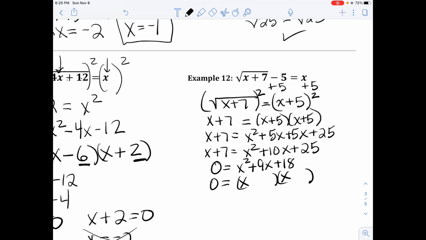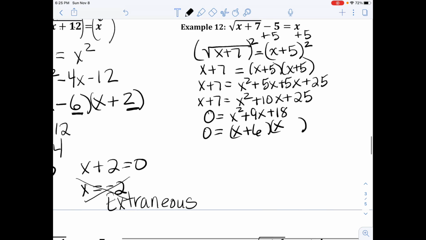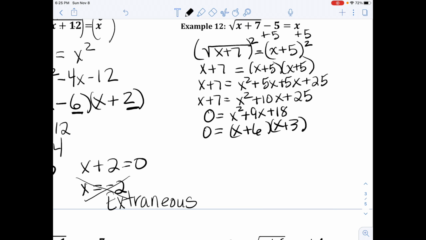So we're looking for two numbers that multiply to 18 and add to 9. So it's going to be x plus 6, x plus 3. Now you're going to do the zero product property. x plus 6 equals 0, x plus 3 equals 0, x equals -6, or x equals -3.